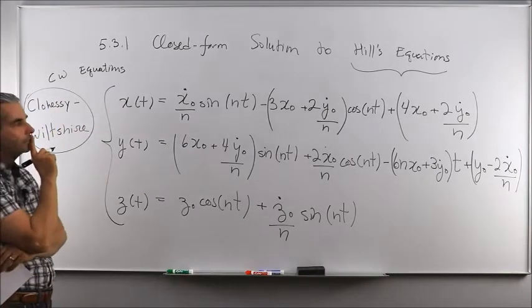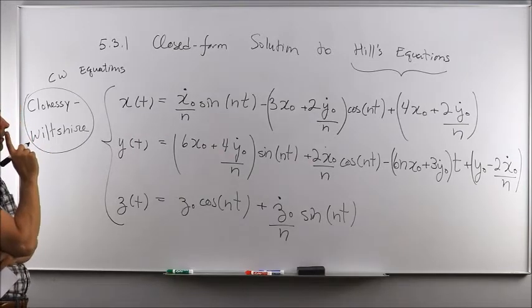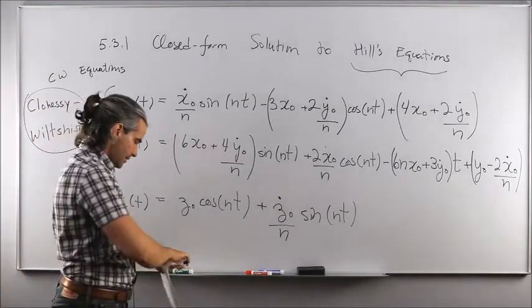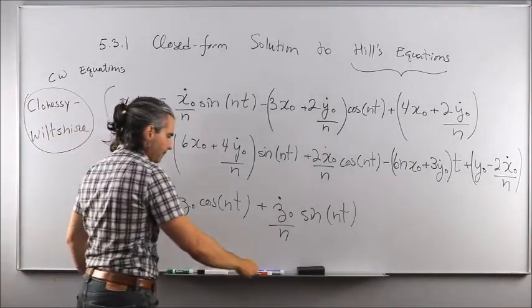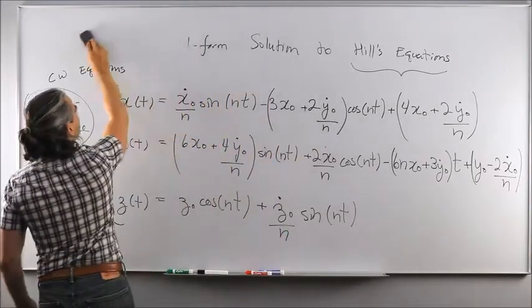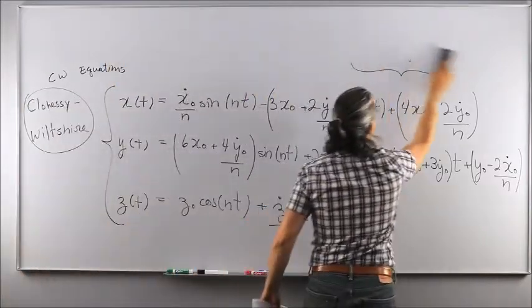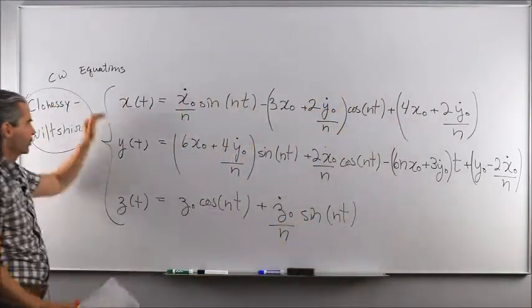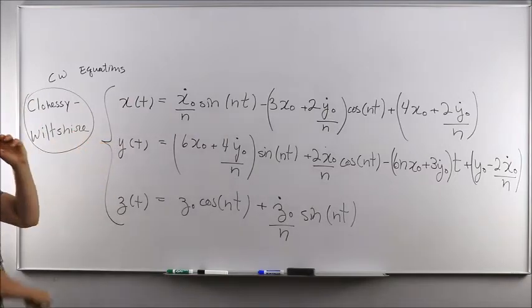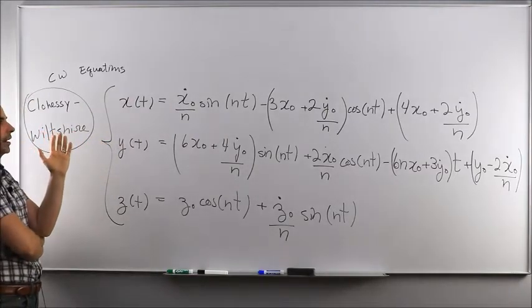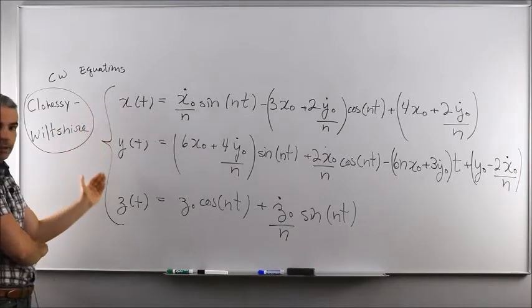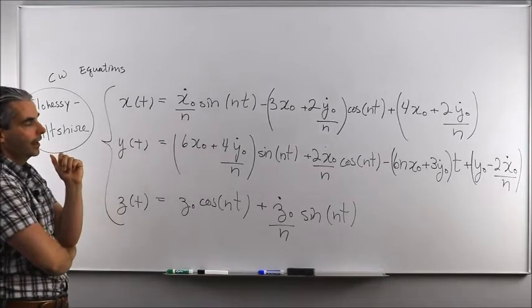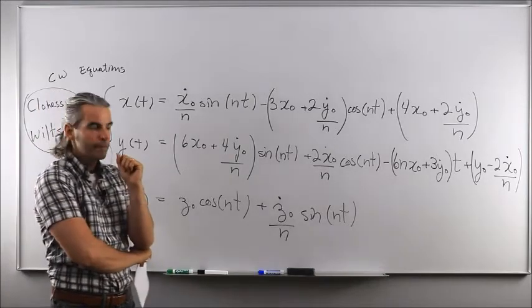Now, a couple of interesting things about those three equations. I'll let you think about it for a while, and then I'm going to give you the interesting facts about those three closed form equations that describe again the time evolution of the x, y, z component of the relative position vector rho as seen in the LVLH reference frame.